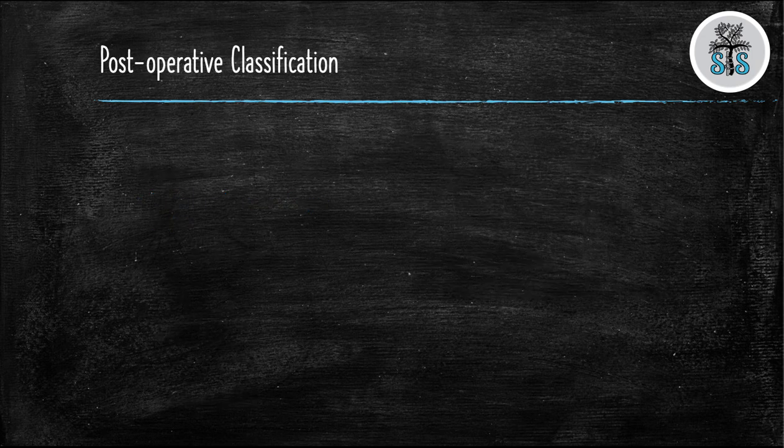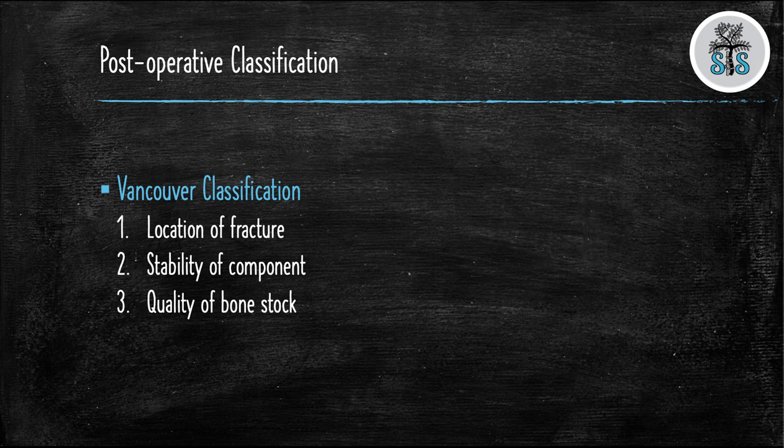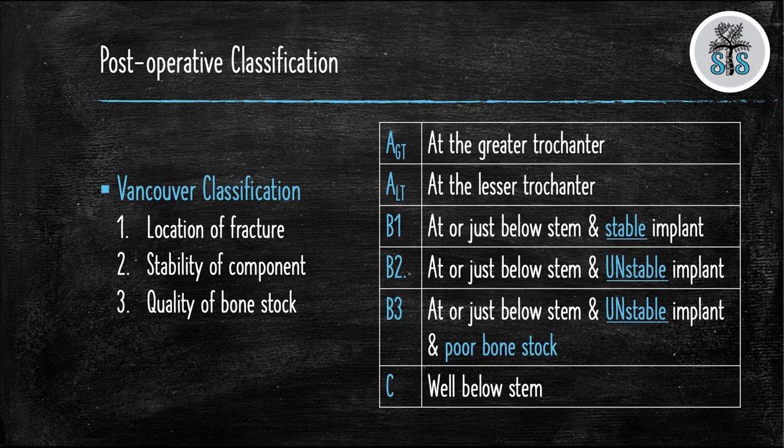The post-operative Vancouver classification will be what we spend most of our time on. This classification is used to guide treatment for these injuries. The Vancouver classification takes into account 3 characteristics: the location of the fracture, the stability of the implant, and the quality of the bone. This classification is broken down into A, B, and C with several subtypes. Here is a summary of the classification system. We will dive into each type and what the preferred treatment options are.